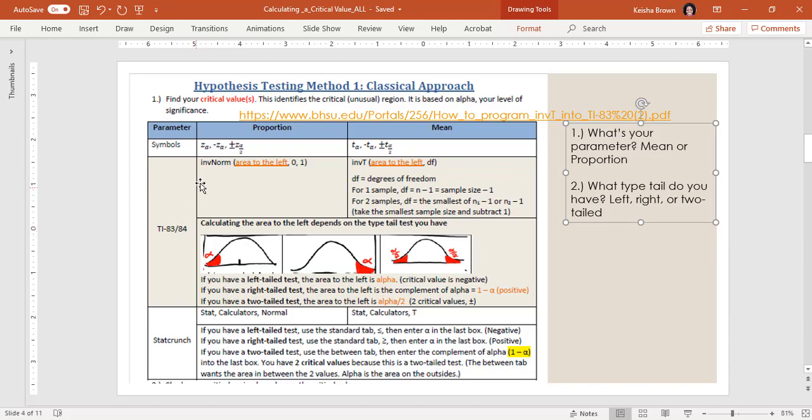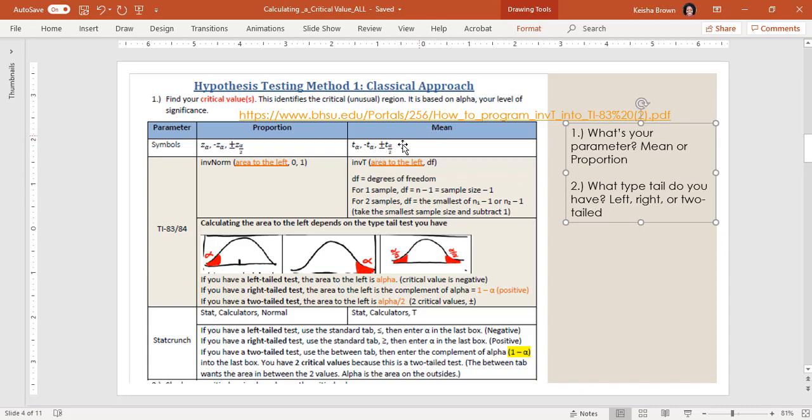At the top of this chart, we have the functions you would use if you're a calculator person. At the bottom of the chart, we have the functions you would use if you're a StatCrunch person. If you're taking this course online, then you can only use the TI-83 or 84 calculator. So if you have a proportion problem, calculator people, you're using the function inverse norm. That takes your area to the left. Then it takes a mean of 0 and a standard deviation of 1, so you're working with your standard normal distribution.